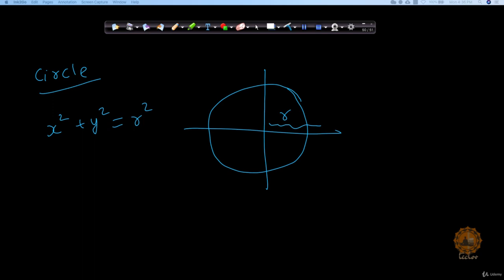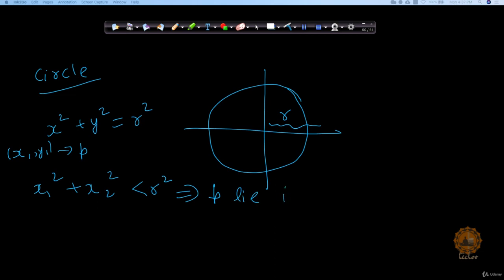If I have any point x and y in this plane, this is going to be this. Now, let's say there is a point x1 comma y1, and I want to find out whether this is inside the circle, outside the circle, or on the circle. I can always say x1 square plus y1 square, if this comes out to be strictly less than r square, that means point P, which is x1 y1, is going to lie inside my circle, right? So this is basically inside my circle.